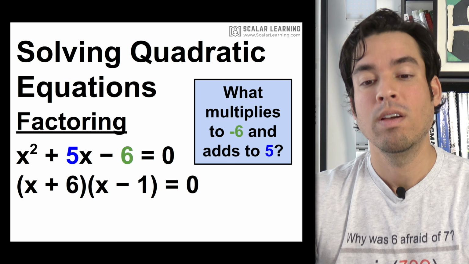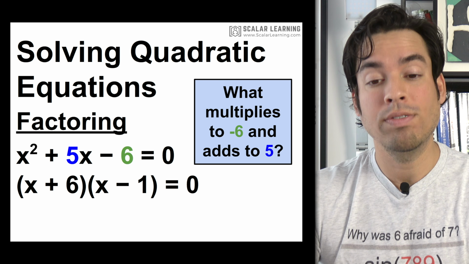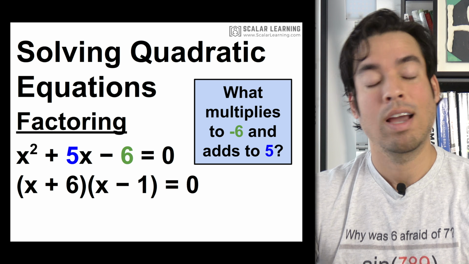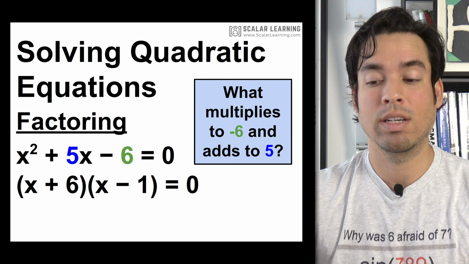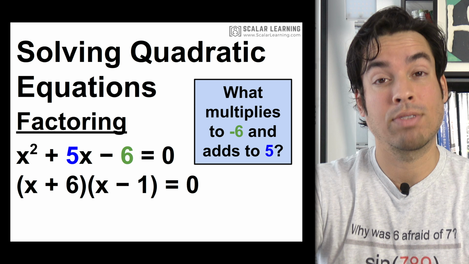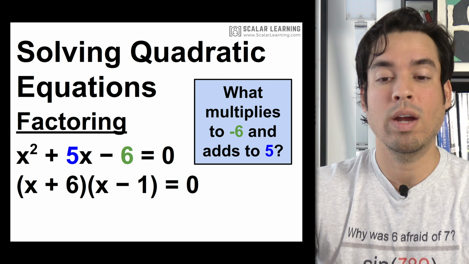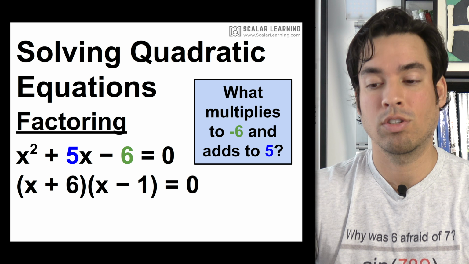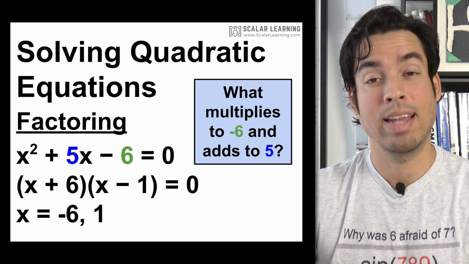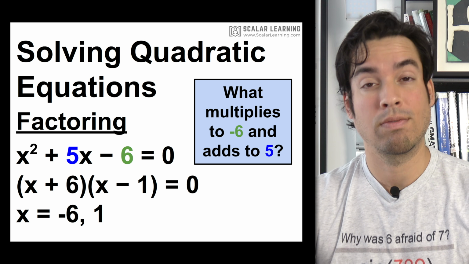original equation. And now solving this equation gets really easy because I can look at each individual binomial and I say, hey, what makes the one on the left go to 0? Well, it's -6, because -6 plus 6 is 0. What about on the right? 1 minus 1 equals 0. So my two solutions are -6 and +1.